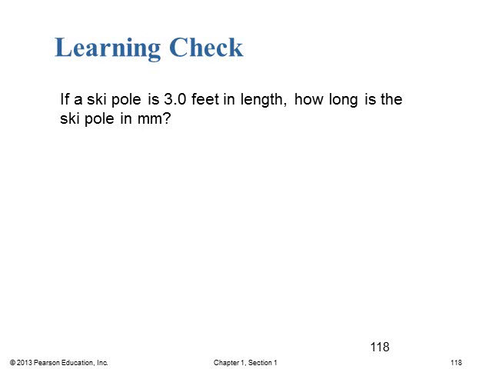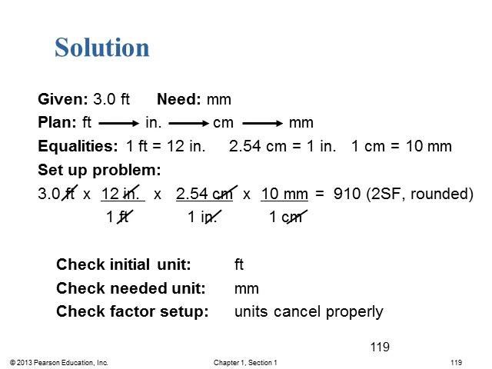All right, and so we'll do another example. If a ski pole is 3 feet in length, how long is the ski pole in millimeters? We'll work this through together. We're given 3 feet. We need to get to millimeters. So we need to go from feet to inches, then inches to centimeters, and centimeters to millimeters. So there's quite a few steps here.